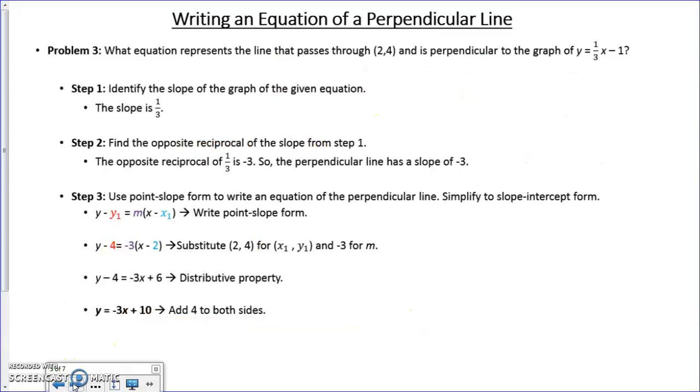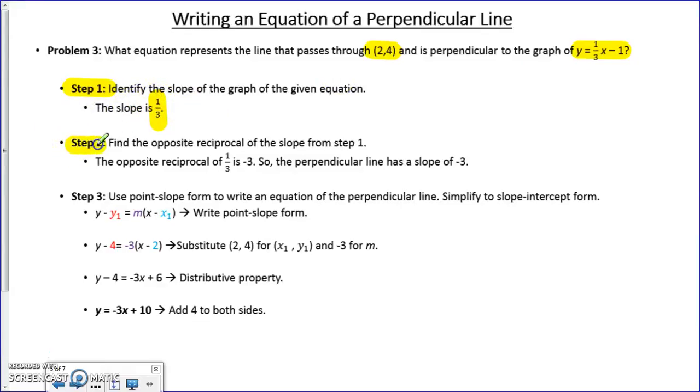Writing an equation of a perpendicular line. Problem 3. What equation represents the line that passes through (2, 4) and is perpendicular to the graph of y equals 1/3 x minus 1? So first thing we have to do here is identify the slope of the graph of the given equation. The equation's already in slope-intercept form, so we can just take out the slope, which is 1/3.